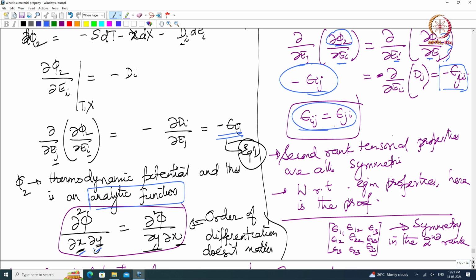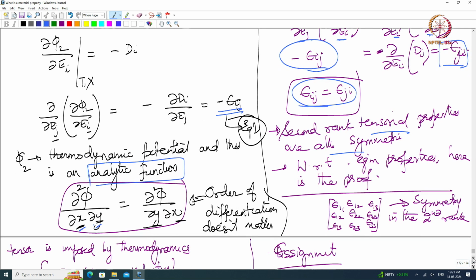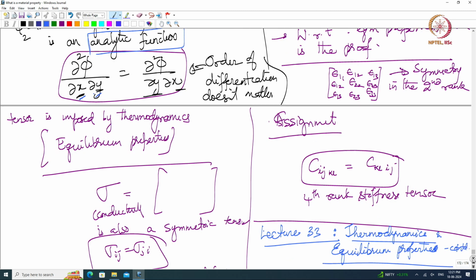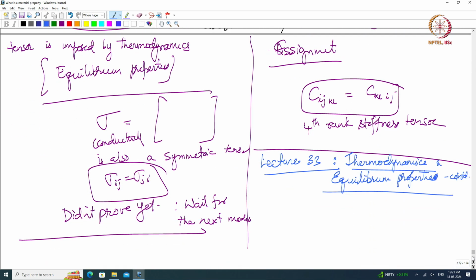This is valid for any second rank tensor which is an equilibrium property. So all second rank tensors are symmetric in nature. This is a fact we have been using for a while, but in terms of equilibrium properties we have now shown you the proof. Non-equilibrium properties such as conductivity, you have to wait for the next module to actually prove it.